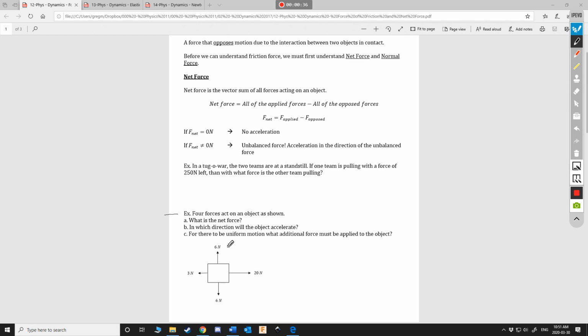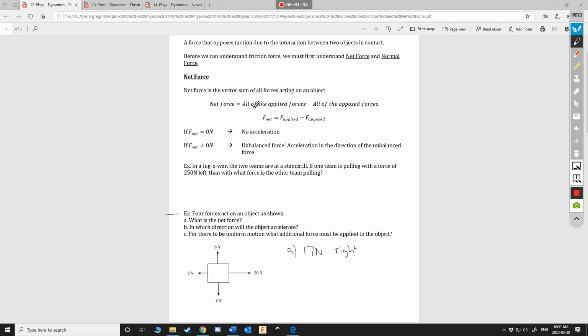When you look at this, it's 6 newtons up, 6 newtons down. If 6 newtons is up and 6 newtons down, we know that those are basically going to cancel each other out. But if we look at the right and left, the force to the right is much greater than the force to the left. So we know our unbalanced force is going to be 17 newtons to the right. So this is our net force.